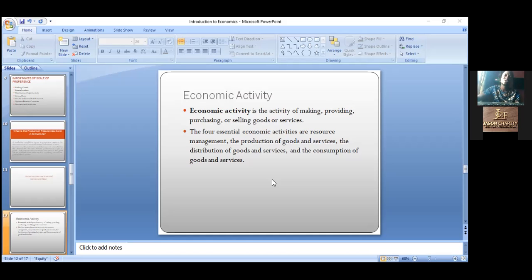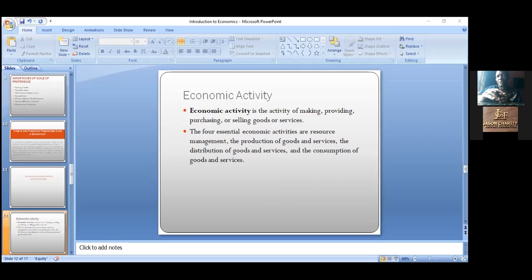Now, the consumption aspect of it is talking about both what they are consuming currently and what they are keeping to consume in the long run, which is capital formation. That means motor vehicles, plant and machinery, all those, what they are keeping in order to sell or to consume in the long run. Those ones are economic activities. The four essential economic activities are resources management, the production of goods and services, distribution of goods and services, and the consumption of goods and services.